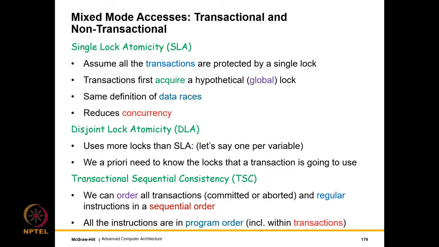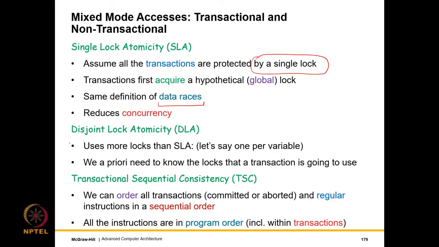Now let us look at mixed mode accesses, which look at both transactional accesses as well as non-transactional accesses. So a common correctness or consistency model is called single lock atomicity, where we assume that all the transactions are protected by a single lock. So anytime a transaction begins, it acquires the lock and then it releases it. So of course, this lock is a hypothetical global lock, and data races are defined in a similar manner. But with this correctness model, or let's say this can also be a practical model if we decide to implement transactions in this manner, this will reduce concurrency big time, right? This will not allow disjoint access parallelism, not something that we want.